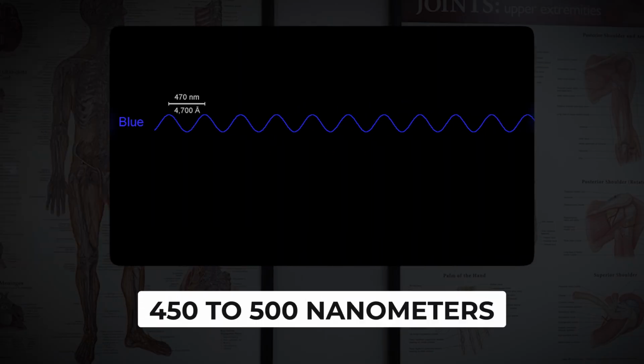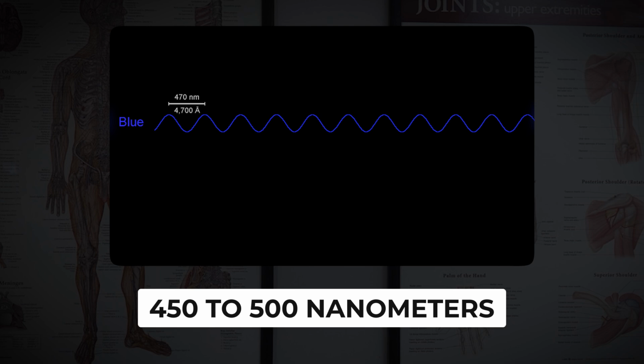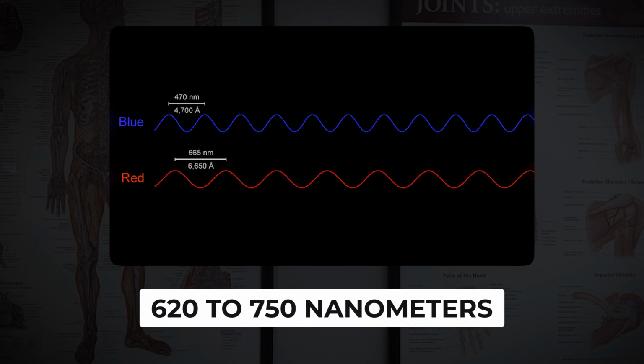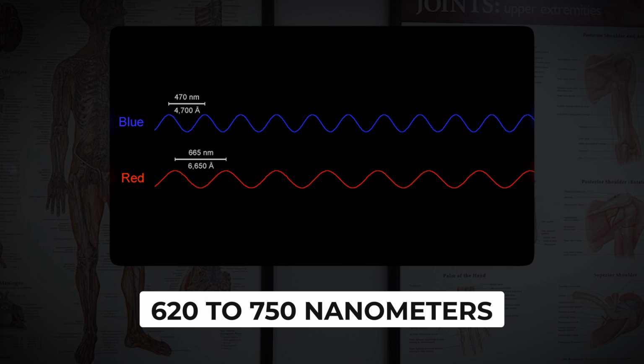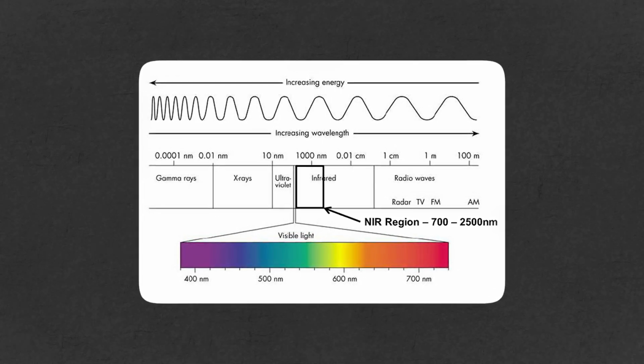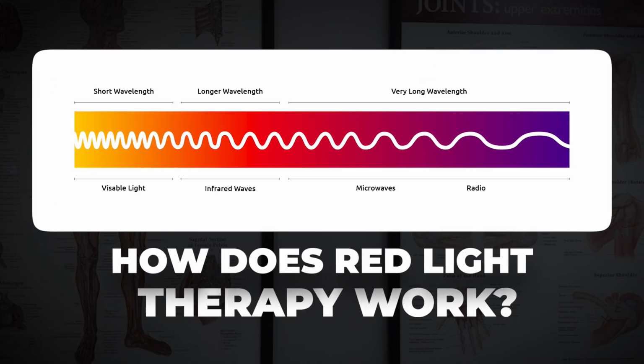Different colors of light have different wavelengths. For example, blue light has a wavelength of about 450 to 500 nanometers, whereas red light has a wavelength of about 620 to 750 nanometers, and near infrared light has a wavelength of about 750 to 1200 nanometers. And you can't see the light at these wavelengths. So how does red light therapy work?